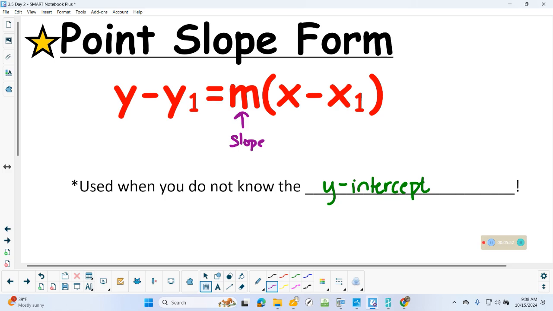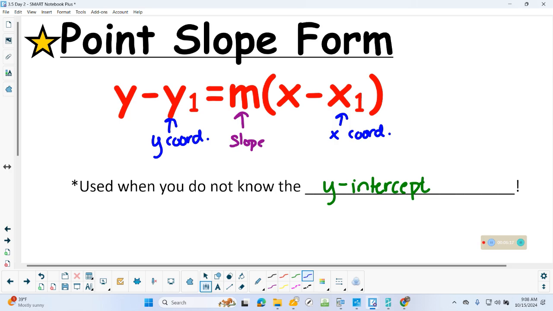Now, y-intercept. Here's the deal on that. We don't know it. I don't have the b, so I have to use this guy. So the other two values or numbers you have to plug into this equation are these two. The x1 is just the x coordinate of the point, and the y1 is the y coordinate.